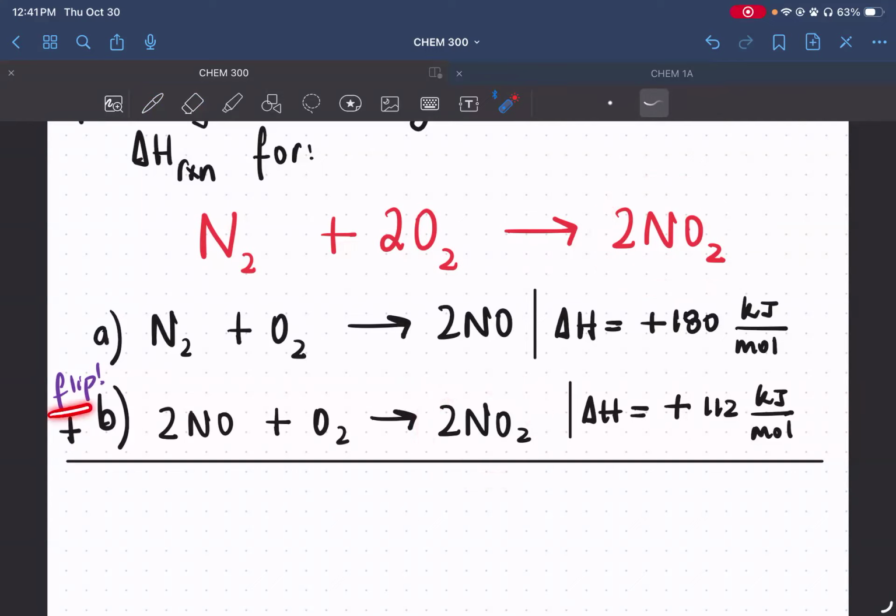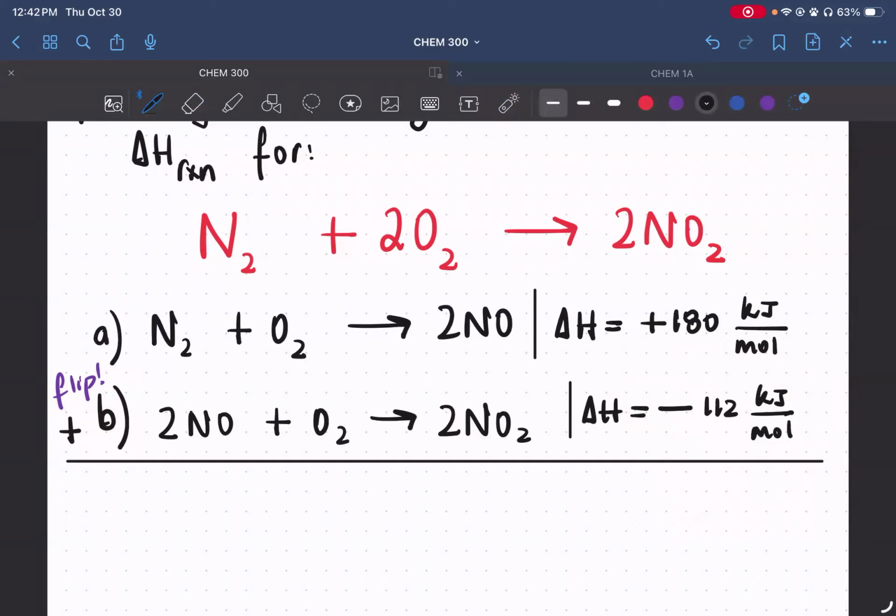And whatever we do to the equation, we also do to the energy. Remember when I told you that the signs just refer to direction? How do we flip the positive? Positive just becomes negative.